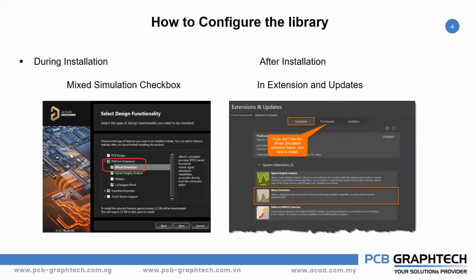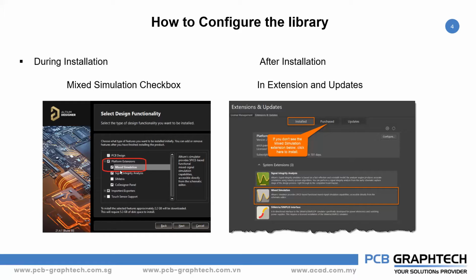Now, how to configure the library. As I told you, the simulation generic components library can be obtained only if you install the mixed simulation. This can be installed during your installation of Altium Designer. When you install Altium Designer, you will be able to see this page. You can go for platform extensions and then click mixed simulation. When you click here, automatically it will be added to the installation. So you can see it directly inside the interface.